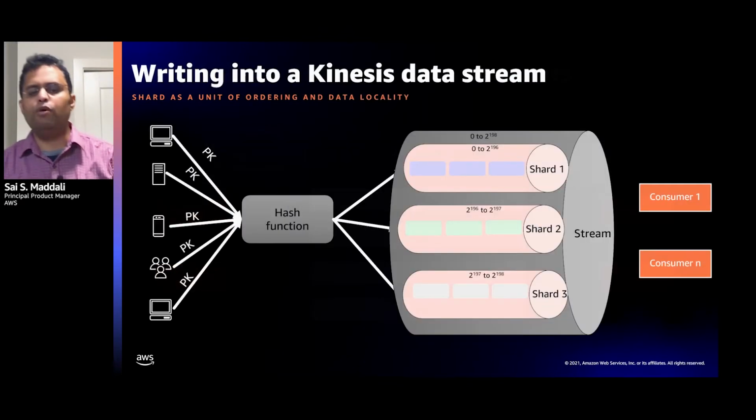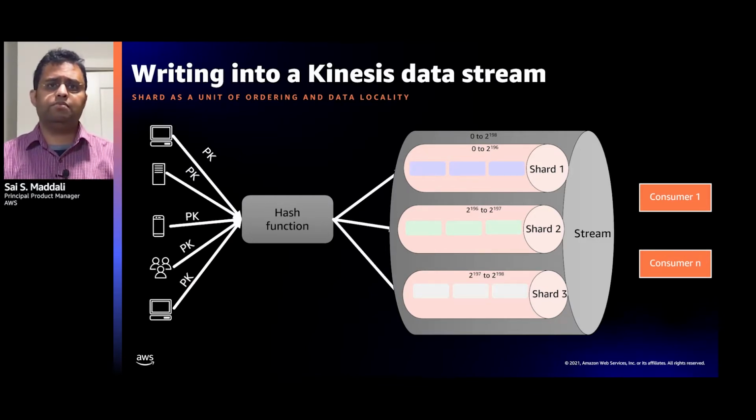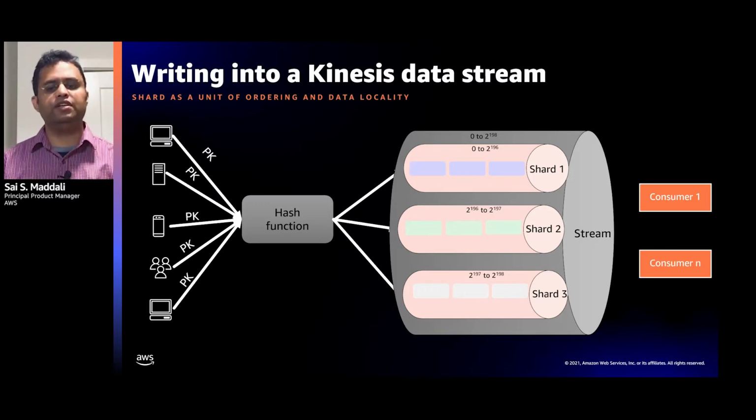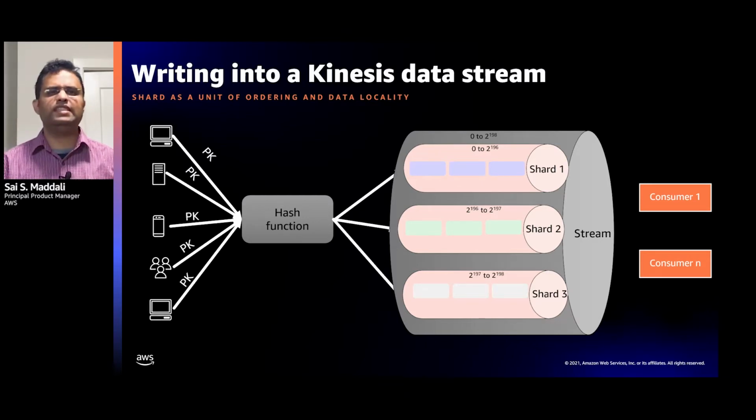Now let's talk about how you write data to Kinesis Data Streams. When you publish messages to a stream, you specify a partition key, which helps Kinesis Data Streams group these records into individual shards. This partition key is typically a business key, whether it's a product ID, customer ID, and so on and so forth. Now let's see how KDS uses this partition key to route data to shards.